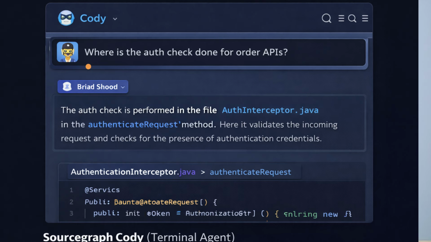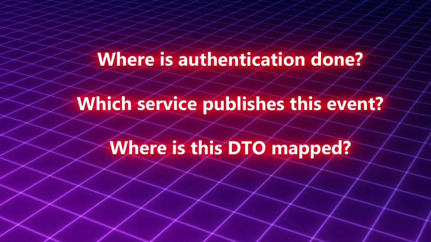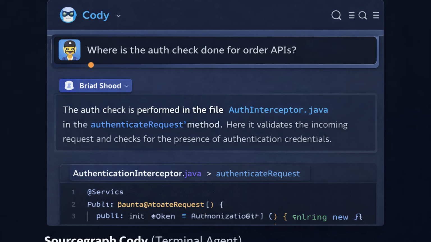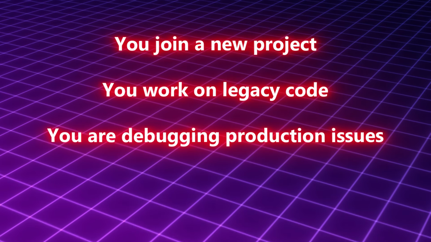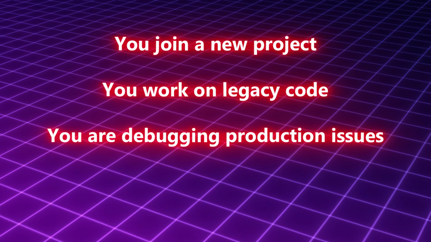And the next AI tool, one of my favorite tools for real projects, is Sourcegraph Cody. In large enterprise projects, the biggest problem is not writing code. The biggest problem is understanding where things are implemented. With Cody, you can ask where is the authentication done, which service published this event, where is this DTO mapped. Cody searches the entire repository and gives the exact file names and methods. This is extremely helpful when you join a new project, you work on legacy code, or you are debugging production issues. This tool alone can save weeks of onboarding time.